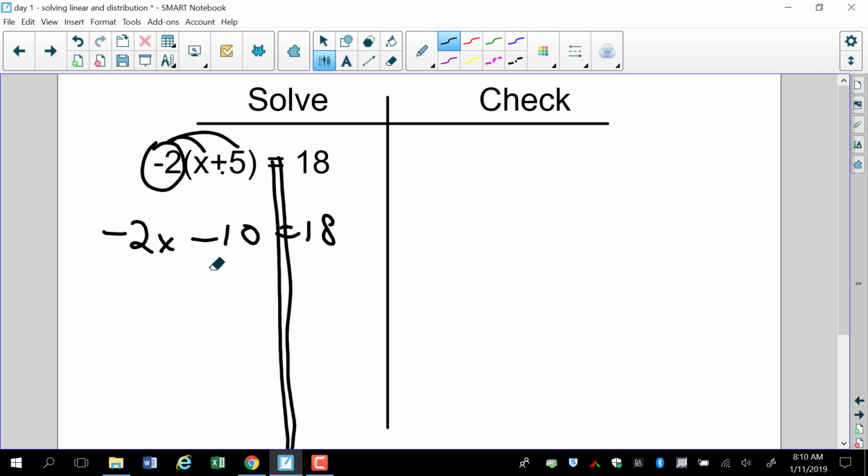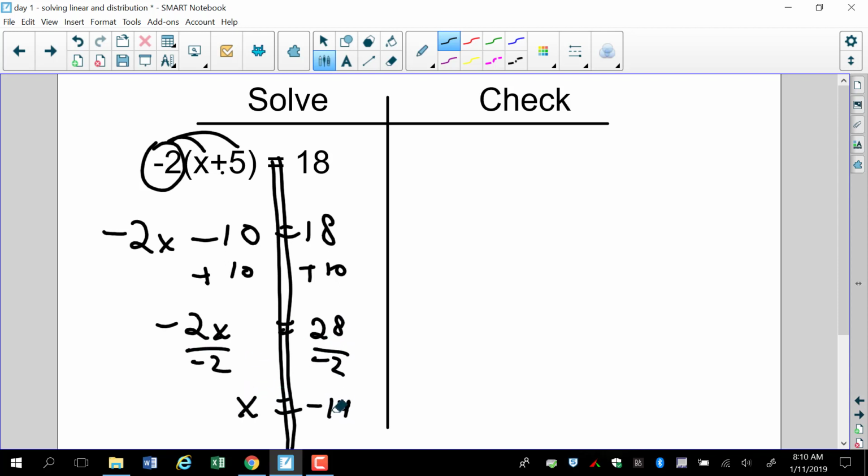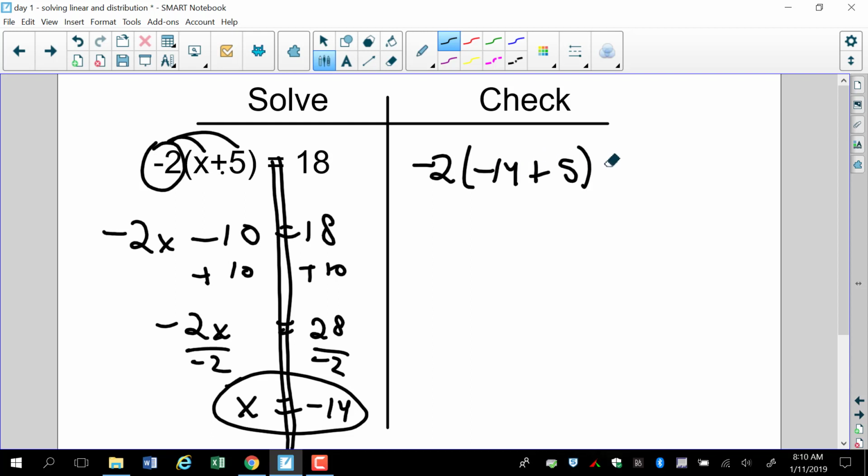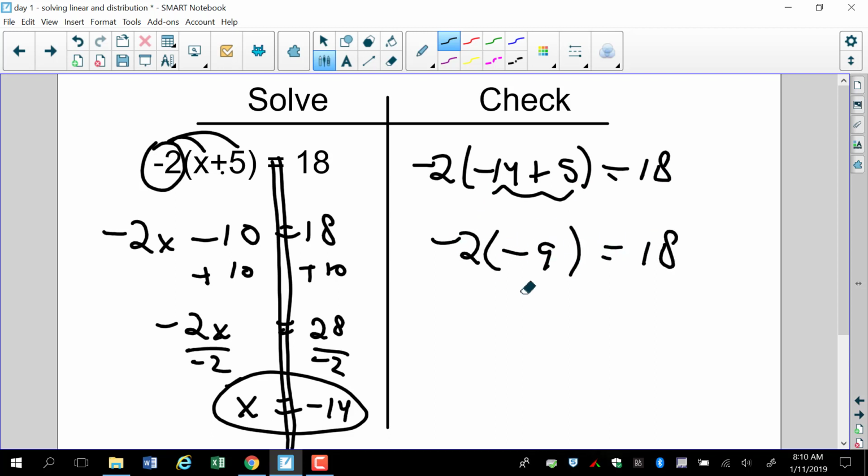So we're going to get rid of the negative 10 with a plus 10. And I get negative 2x equals 28, divided by negative 2. And you get negative 14 for x. Let's do a quick check. Is negative 2 times negative 14 plus 5 equal to 18? Well, what's nice is that in the parentheses is negative 9. And 9 times 2 is 18. So check. So we got that one right.